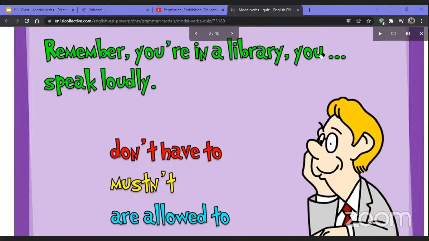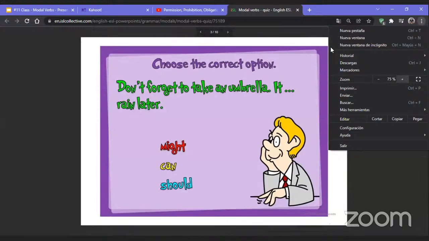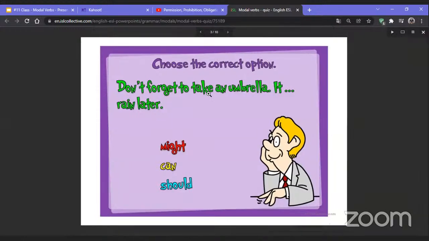And this is for Leticia. You can write in the chat, Leticia, if your mic's not working. Okay, so don't forget to take an umbrella. It, three possible options, rain later. What do you think, Leticia? Yeah, you can write the word in the chat.